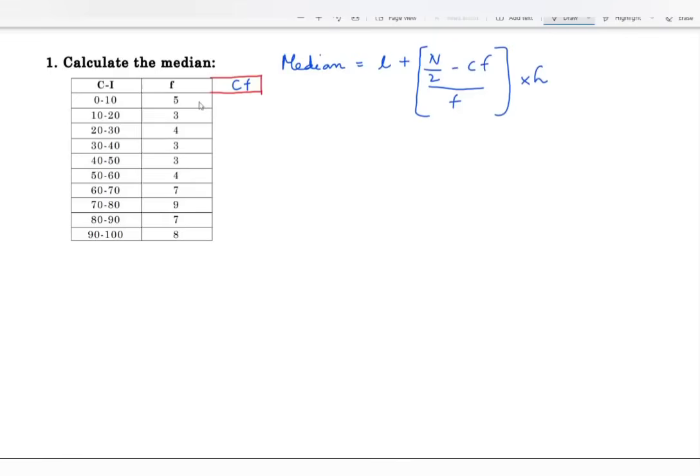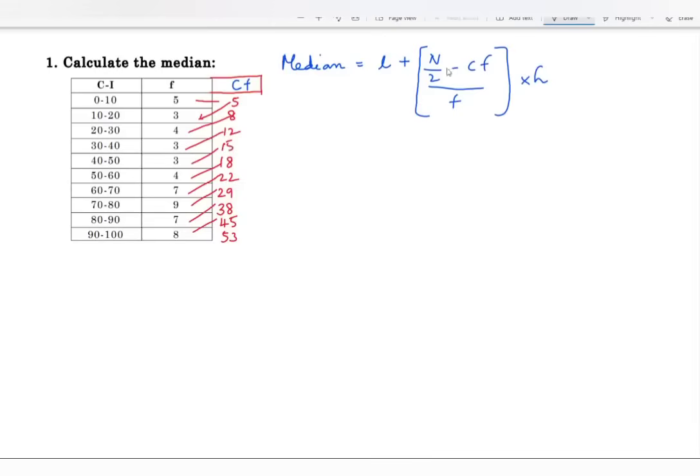First, to find out cumulative frequency, write down the first frequency as it is, that is 5. Next, 5 plus 3 is 8. Next 8 plus 4, 12. Next 12 plus 3, 15. Next 15 plus 3, 18. 18 plus 4, 22. Next 22 plus 7 is 29. 29 plus 9 is 38. 38 plus 7 is 45. 45 plus 8 is 53.